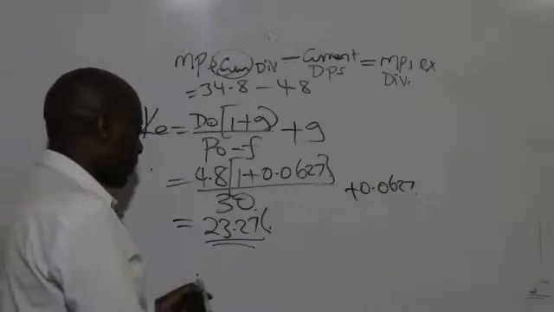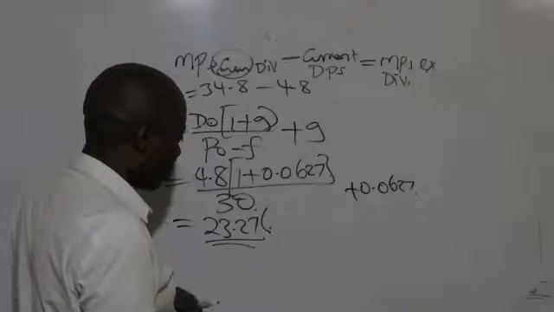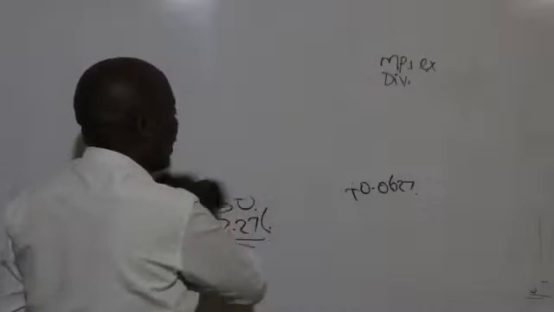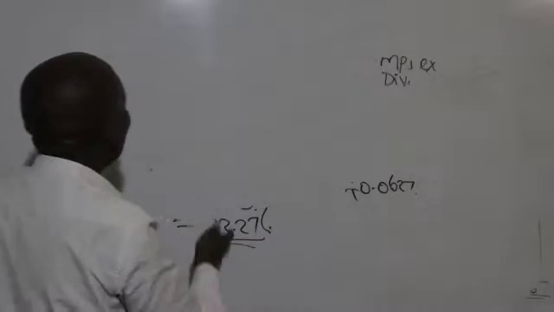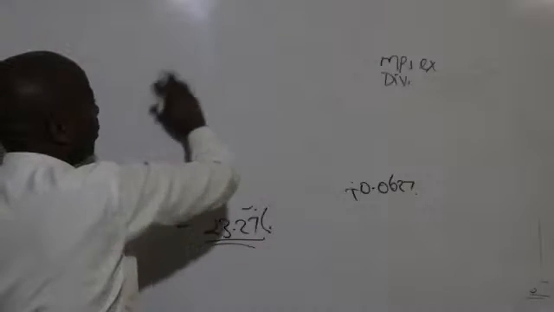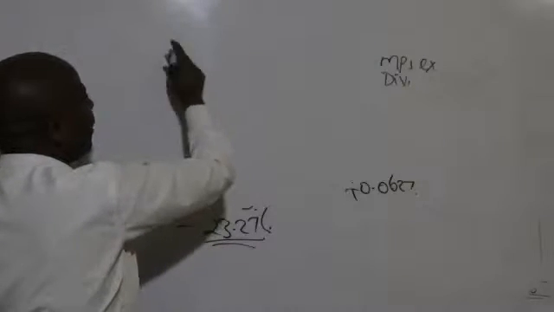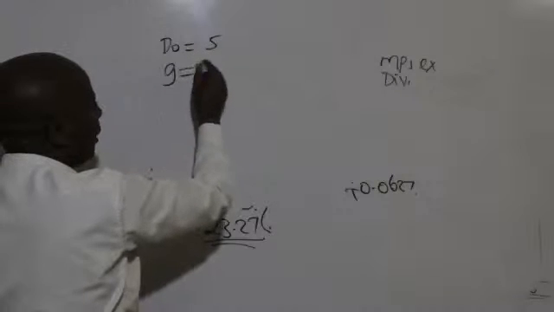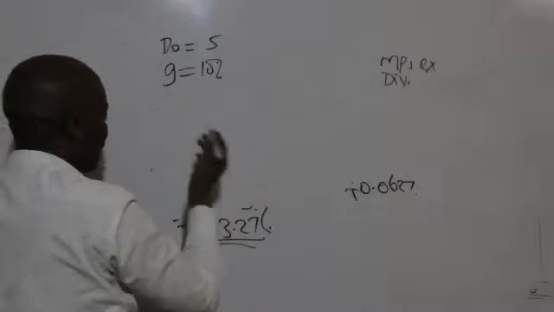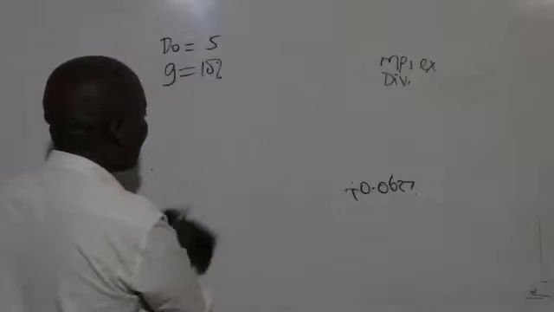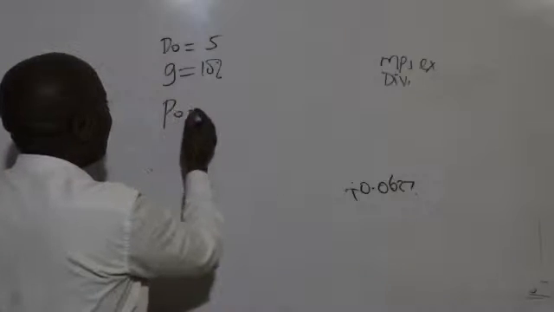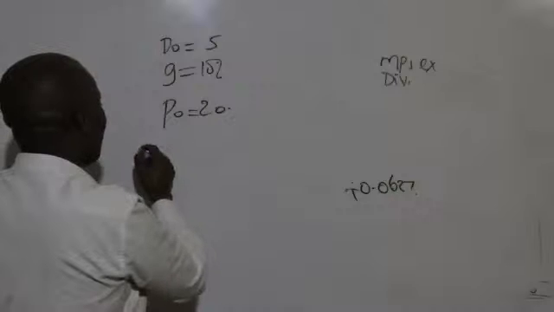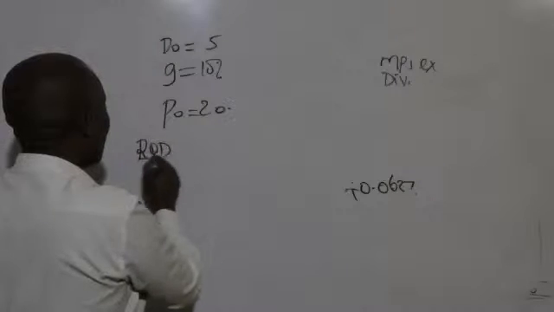We can write some rough work because I want us to continue this question in our next class. We are given this question here. We are given D0 is 5. We are given g is 10%. They have given us P0, which happens to be 20. And then they require us to determine Ke.